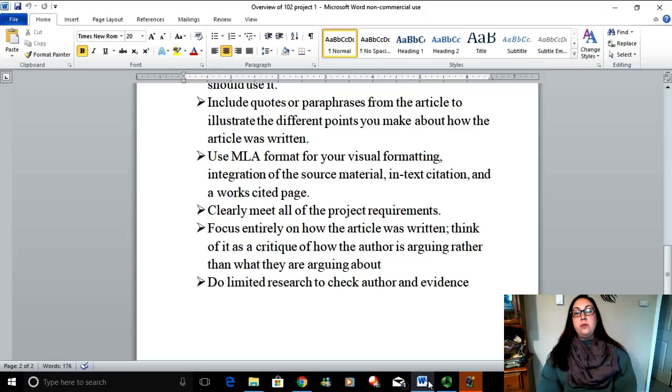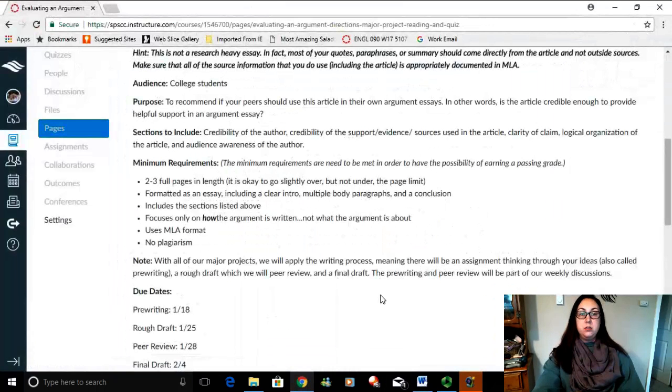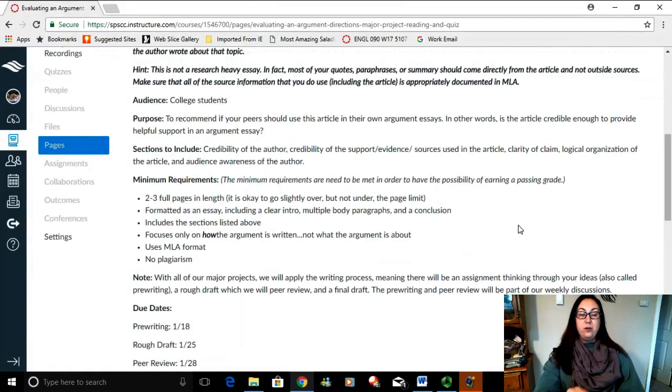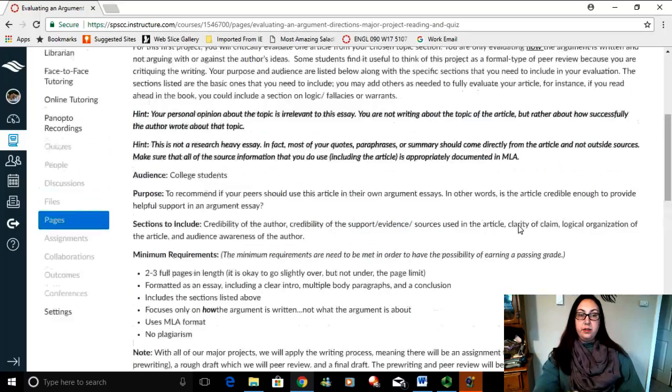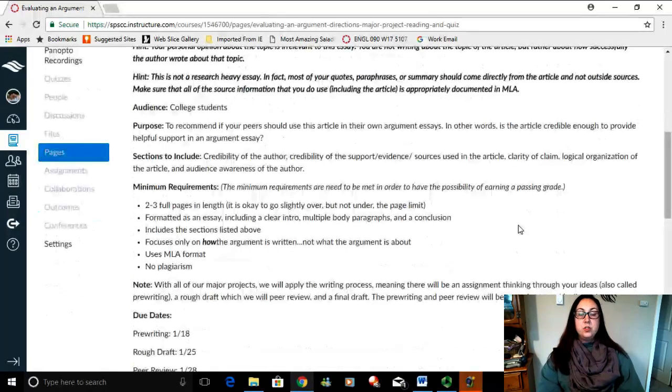Next, clearly meet all of the project requirements, and I'm actually going to flip onto the page where it lists them out. So this is the directions for this article as they're written. I just scrolled down a little bit. So it gives your audience, it gives your purpose for writing. Sections to include. Do not gloss over this. I'm telling you the areas that you have to make sure and touch on or review. So sections: credibility of the author. We will have already done a practice on that. You will have already done some research.